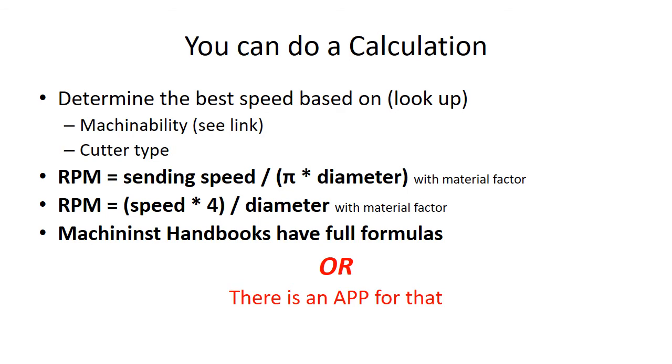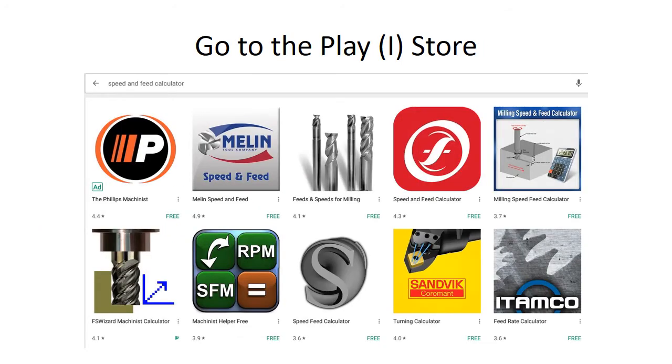But guess what happens in this modern world? There's an app for that. Enter speed and feed calculator into your Play Store or iTunes or whatever, where you get your podcast or your apps. You'll be hit with a bunch of them. Some are better than others, and some are free. All the ones I got on this screen capture I think are free. You can pay for some. I use one that is free.